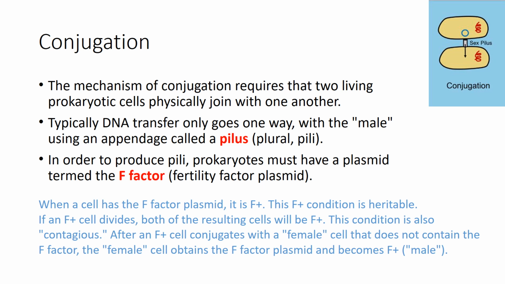In order to produce these pili, prokaryotes must have a plasmid termed the F factor. So this is how we define the male, right? The male bacteria has the F factor or the fertility factor plasmid, right? And that is how it can form this pilus to transfer the DNA.